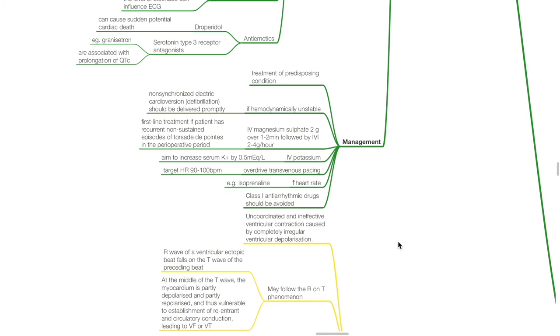IV potassium: aim to increase serum potassium by 0.5 mEq per liter. Overdrive transvenous pacing is a treatment option with a target heart rate of 90 to 100 beats per minute. Isoprenaline is another treatment option to increase the heart rate. Class 1 antiarrhythmic drugs should be avoided.